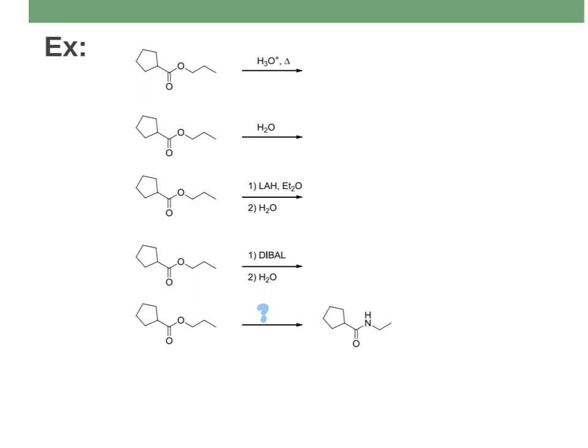So if I take a look at this, the first one just looks like acid-catalyzed hydrolysis. I've got acid, I've got water, I've got heat. Sounds great. So I'm just going to hydrolyze that to the carboxylic acid. That means I should just end up with my carboxylic acid and then the alcohol that I removed.